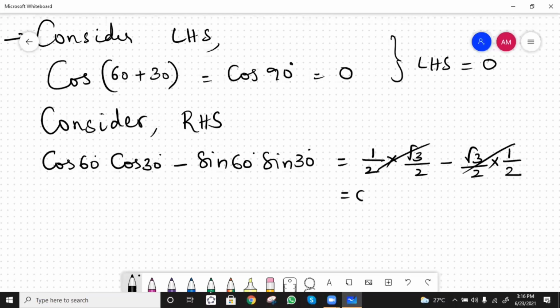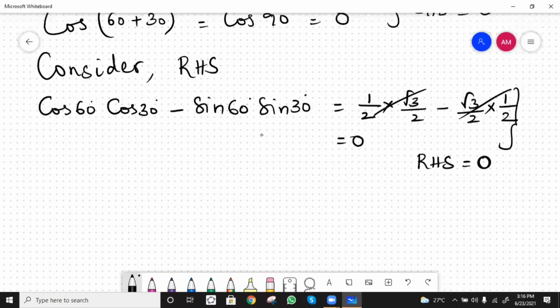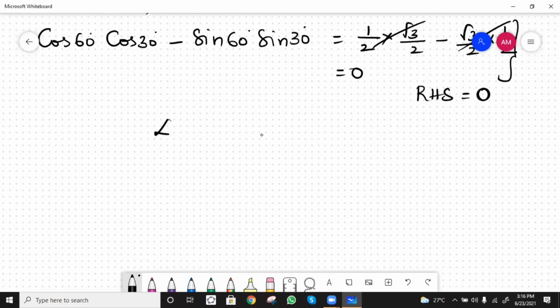So this is equal to how much? 0. So from this, what is the right-hand side? 0. So what can you conclude? Left-hand side is equal to right-hand side. Both are equal.